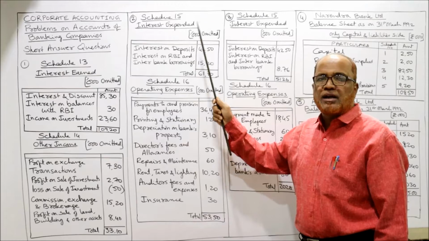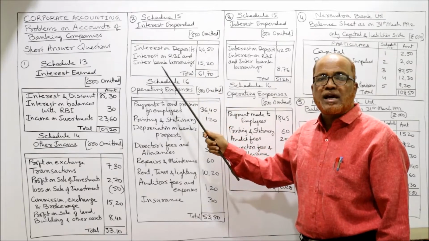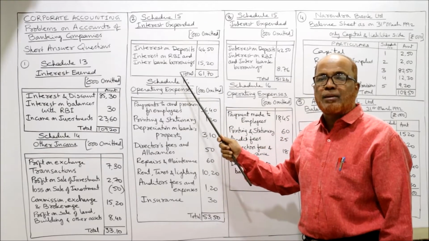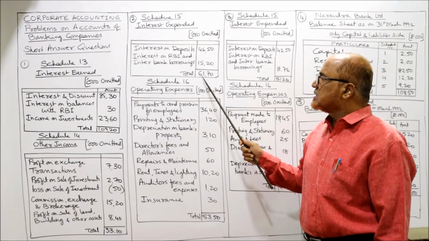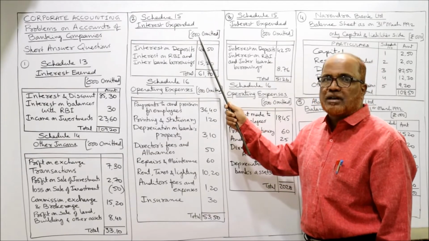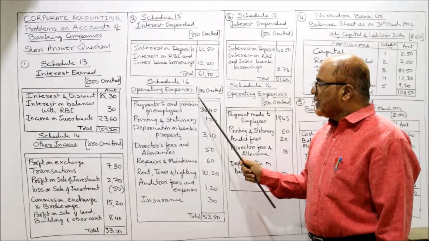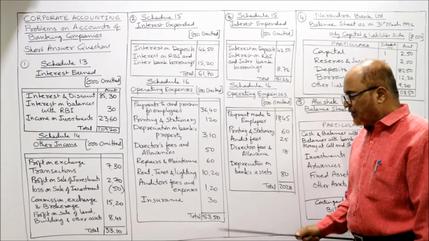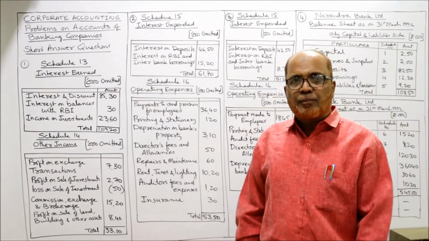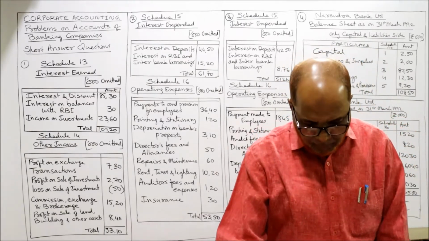So interest expended में interest on deposit and interest on RBI and interbank borrowings, 2 items. The total is 6170. 61 lakh 70,000, thousands omitted. Here, the total of this is 5350, thousands omitted, 53 lakh 50,000. Second problem completed. Now third problem you see.